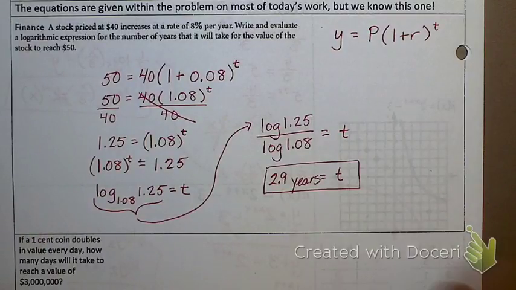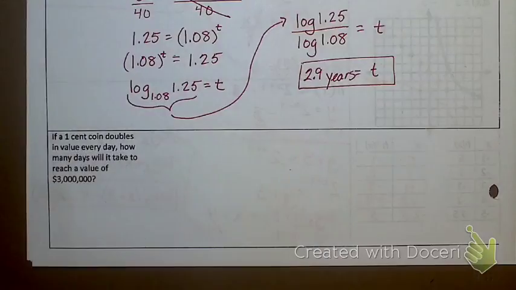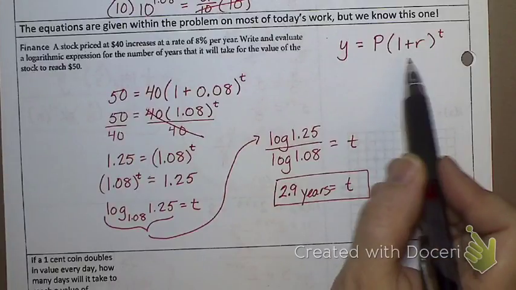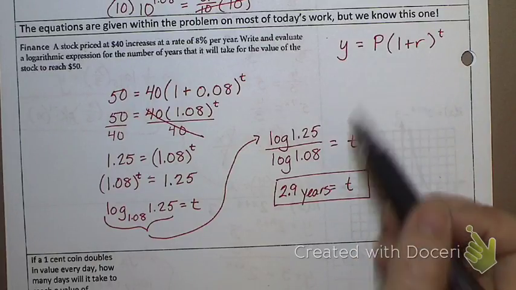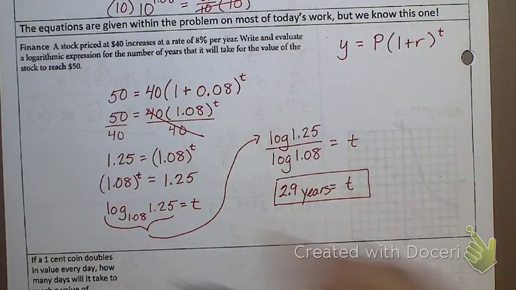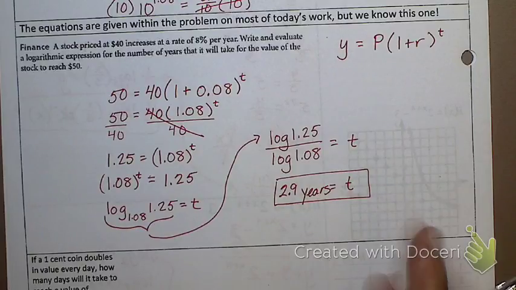Okay? The last question is a very interesting question. If a 1-cent coin doubles in value every day, how many days will it take to reach a value of $3 million? It's a very interesting question, but I'm not going to address it. What? Because the formula that you need to use for it, I don't think is quite as easy to come up with. So that one's just kind of one to make you think, so you can think about that one.